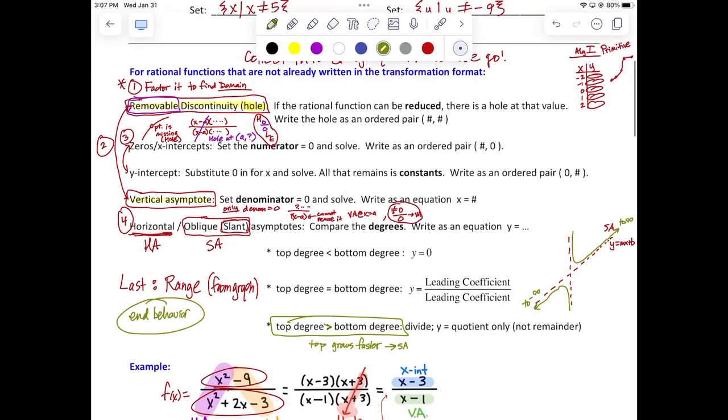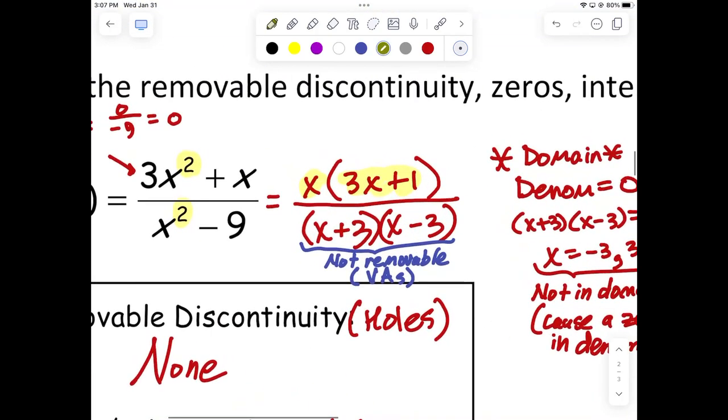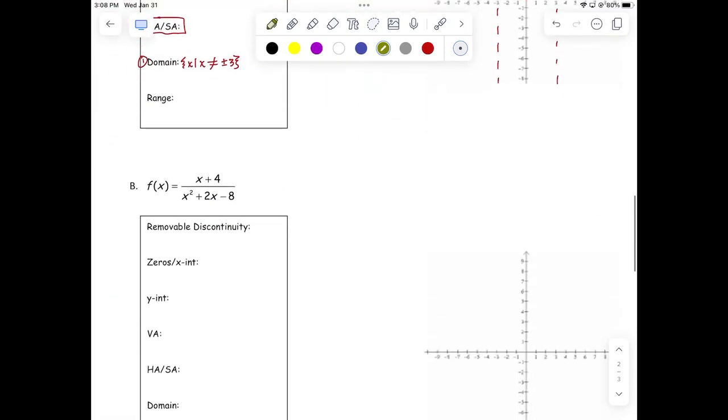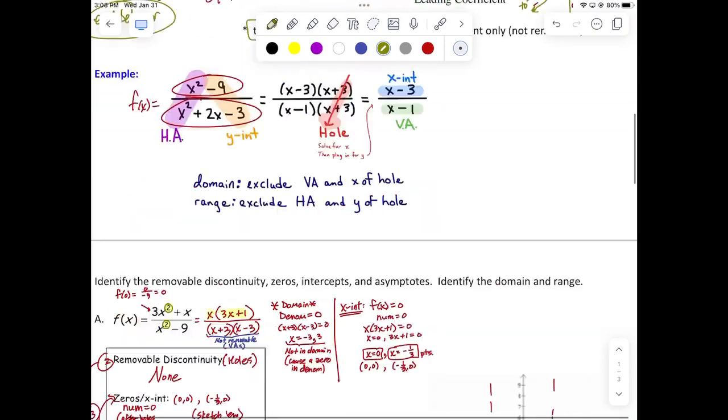Is that what we have in our situation? What's the degree of our numerator? 2. What's the degree of our denominator? 2. Is the top bigger than the bottom degree-wise? No. If the top had been a cubed, now we're going to have a slant asymptote. Okay? If the top were bigger, it's going to go to infinity. Okay? Along that line.